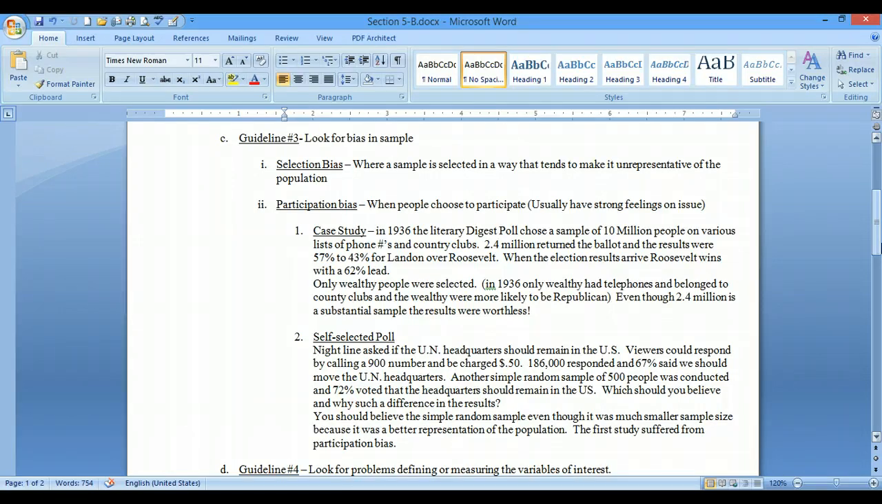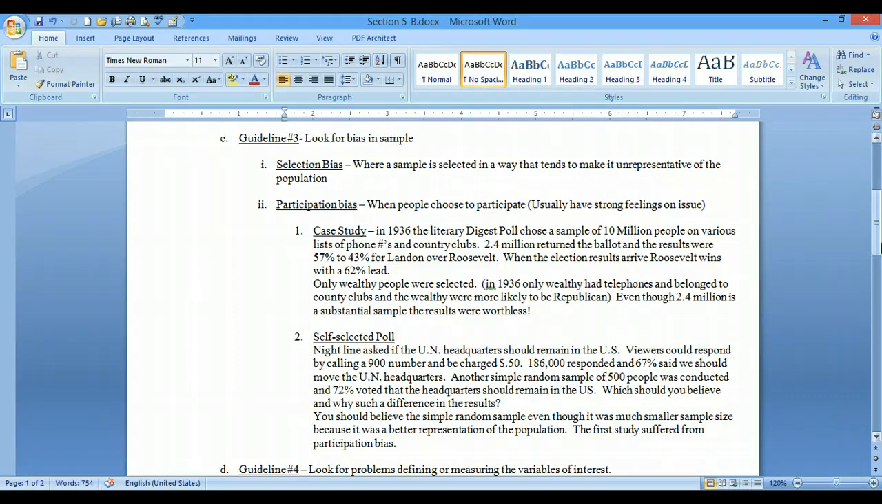The next one is a self-selected poll. Nightline asked if the UN headquarters should remain in the US. Viewers could respond by calling a 900 number and then be charged a subsequent 50 cents. 186,000 people responded, and 67% said that the UN should move from the United States.